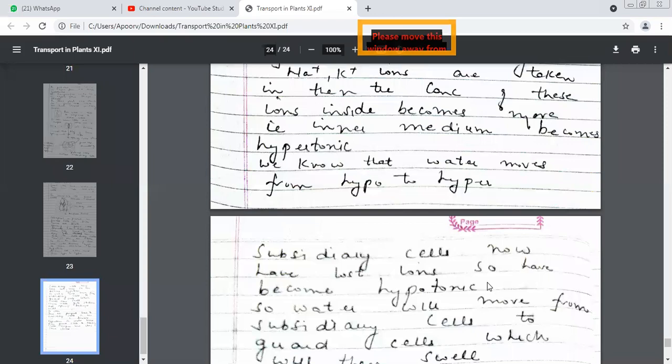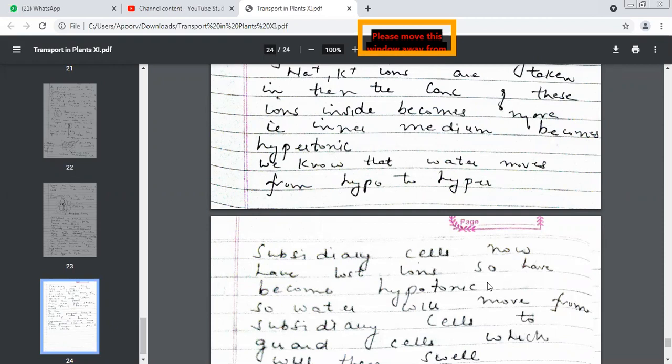Water moves from hypotonic to hypertonic. That means the water will move from subsidiary to guard cells or guard cells to subsidiary? Subsidiary to guard cells. So as soon as water enters the guard cells, the thicker inner membrane will become curved. And whenever both the thicker inner membranes become curved, we have that opening which is called stomata.